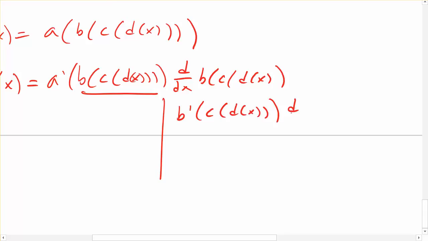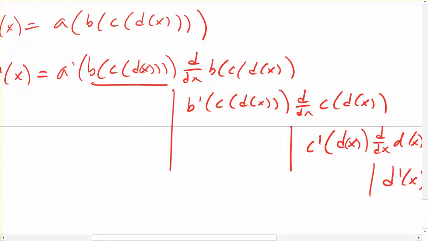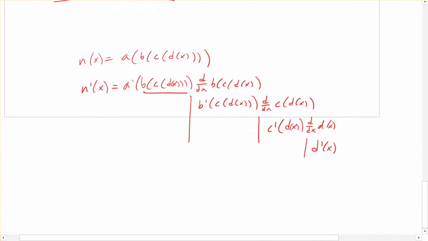But then you have to multiply by the derivative of c of d of x, right? So now you have to do the derivative of that. What's that going to be? C prime of d of x times the derivative of d of x. But what is the derivative of d of x? It's just d prime of x. So you have to glue it all together now. You're not done. What's the final answer going to be?